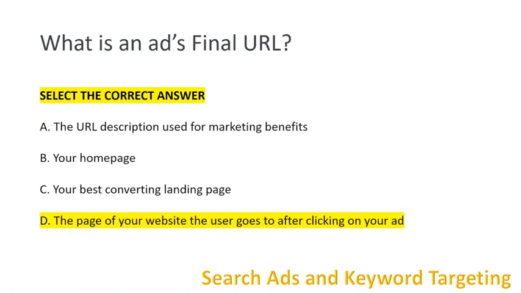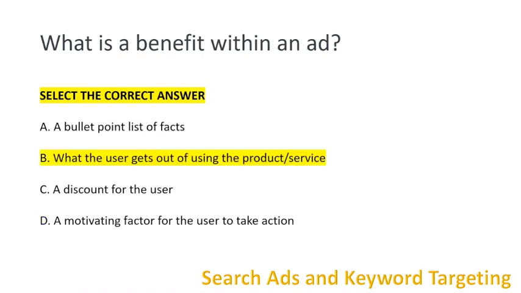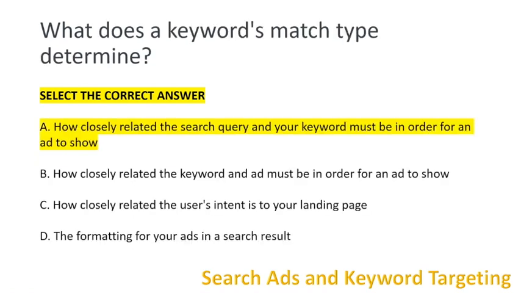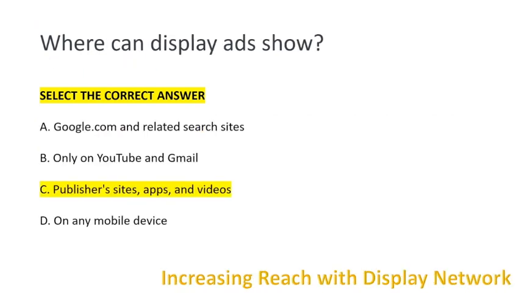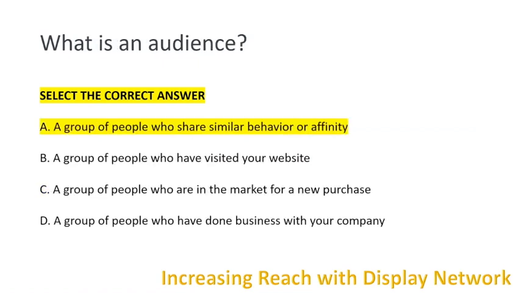What is an ad's final URL? D. The page of your website the user goes to after clicking on your ad. What is a benefit within an ad? B. What the user gets out of using the product or service. What does a keyword match type determine? A. How closely related the search query and your keyword must be in order for an ad to show. Where can display ads show? C. Publishers' sites, apps, and videos. What is an audience? A. A group of people who share similar behavior or affinity.